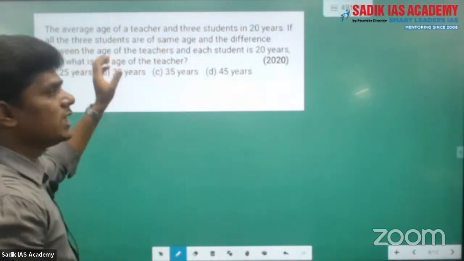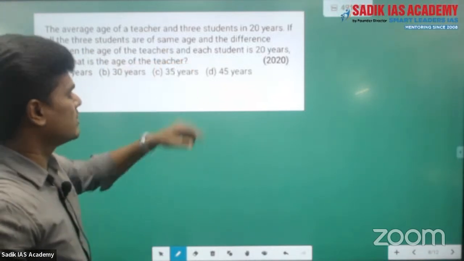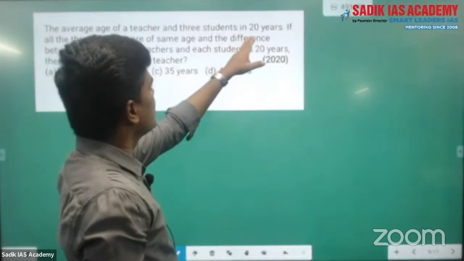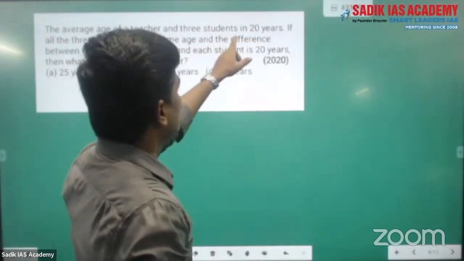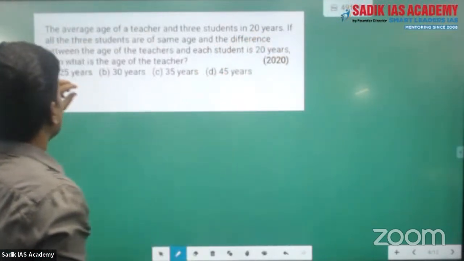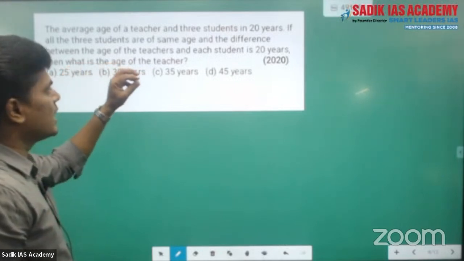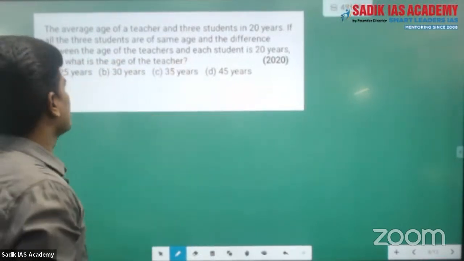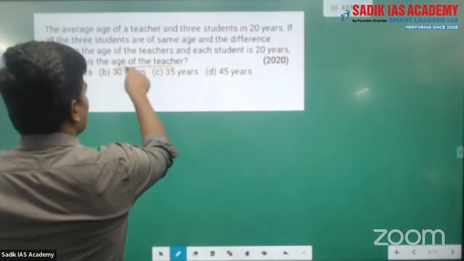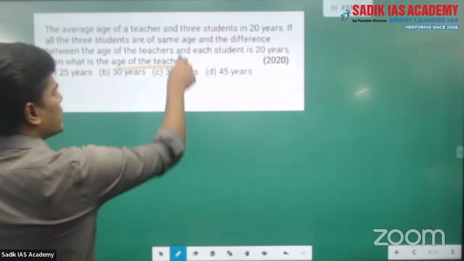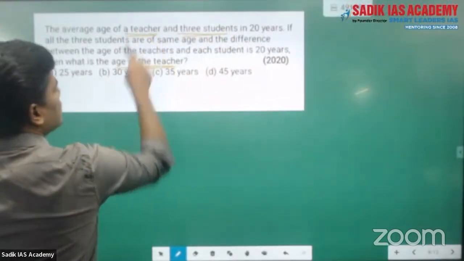The average of a teacher and 3 students is 20 years. If all the 3 students are of the same age and the difference between the age of the teacher and each student is 20 years, then what is the age of the teacher? Here the question is, what is the age of the teacher? How many people are there? 3 students and a teacher.